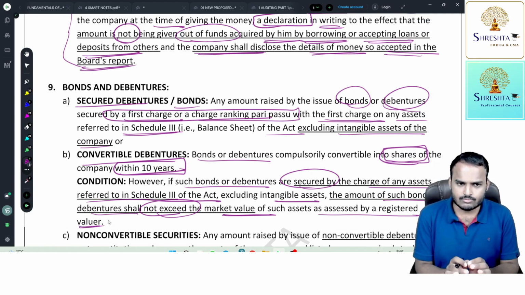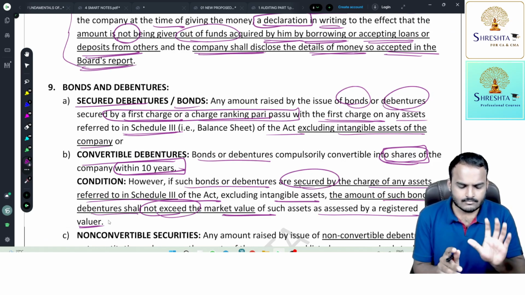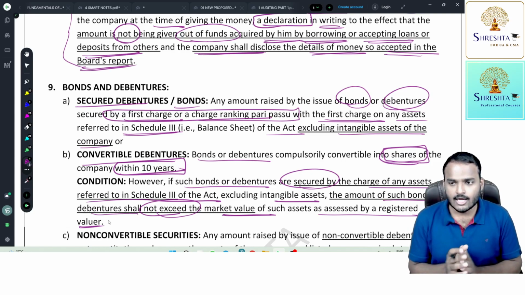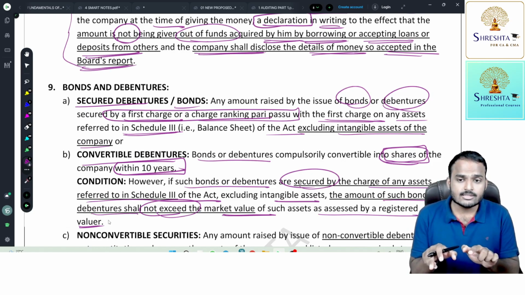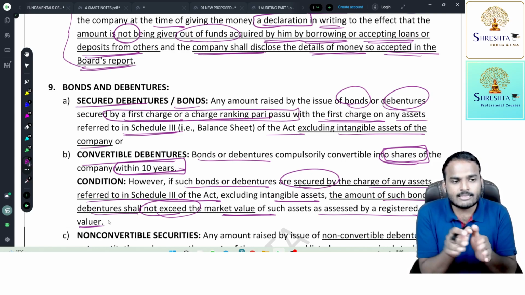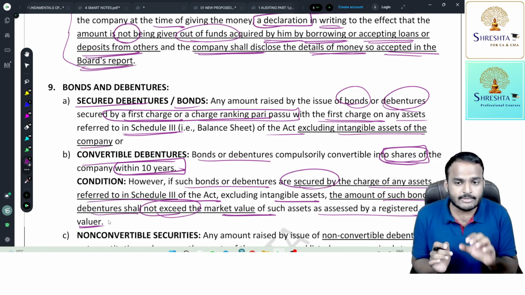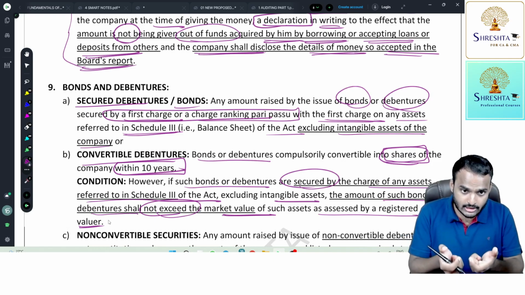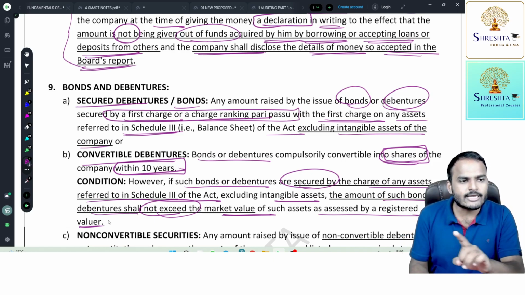But let me tell you a point in a clear manner. Secured debentures are not treated as deposits. Fine. Yes, sir. Unsecured debentures. In unsecured debentures, if you observe convertibility, they might be unsecured, but these are convertible debentures, sir. If within a period of 10 years the company is going to convert these debentures or bonds into equity shares, then also this is not a deposit.